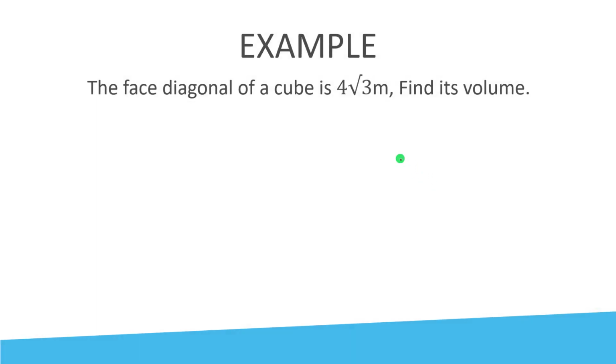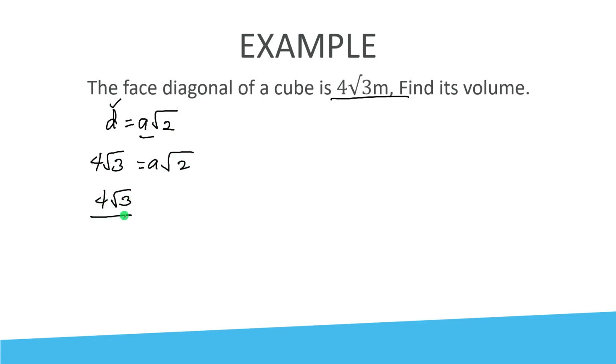Another example: the face diagonal of a cube is 4 times the square root of 3. Find its volume. So given here, the face diagonal D. Recalling the formula for the face diagonal, which is a times the square root of 2, given the face diagonal, we'll be able to determine the length of one side of the cube. So substitute D for 4 times the square root of 3. Then we have a times the square root of 2. Divide both sides by the square root of 2.